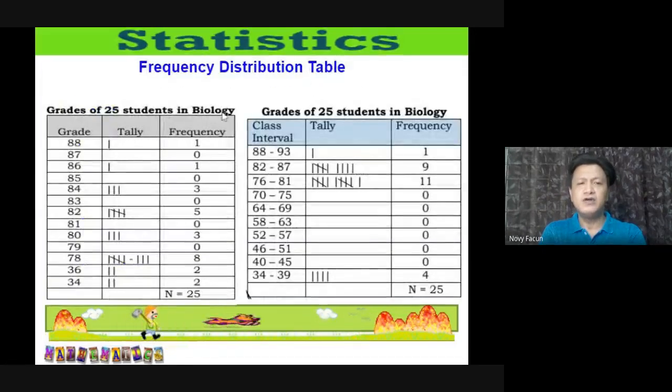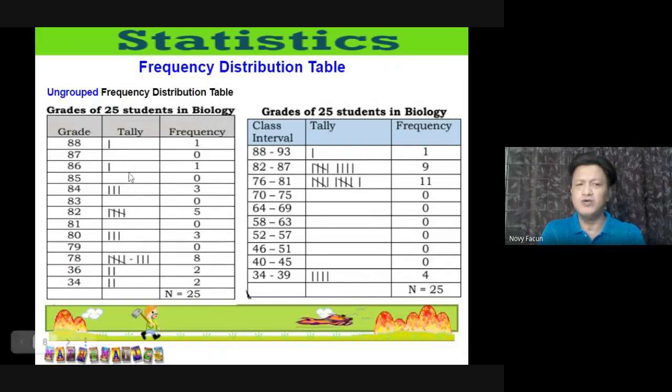So therefore, we also have the two types of frequency distribution table. Kung mapapansin natin yun, ito, grades of 25 students in biology. Kung titignan natin to, magkaiba sila ng table. Ito, naka-grade lang siya. Ito ay may class interval. So this is ungrouped data or ungrouped frequency distribution table.